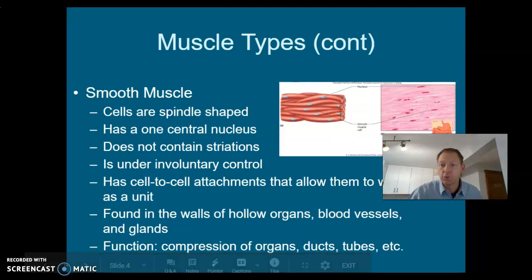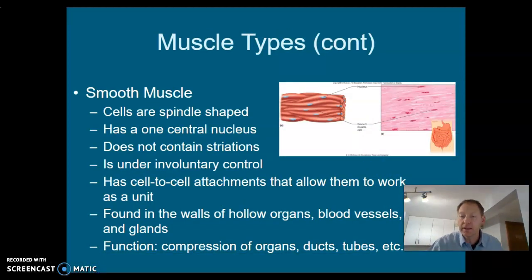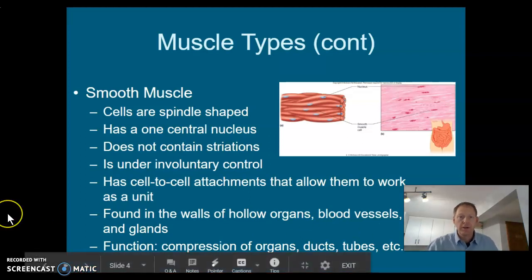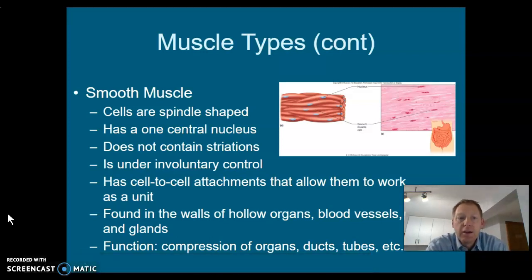Smooth muscle. Smooth muscle we will not spend a lot of time on. But that doesn't mean it's not important. So smooth muscle is the least organized of the 3 muscles. They have cells that are spindle shaped.